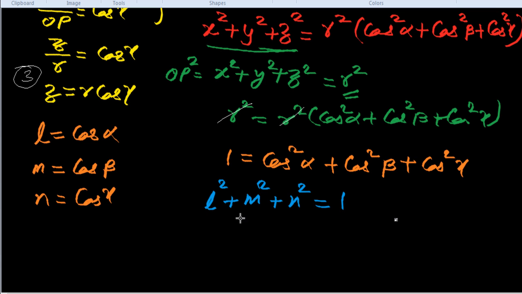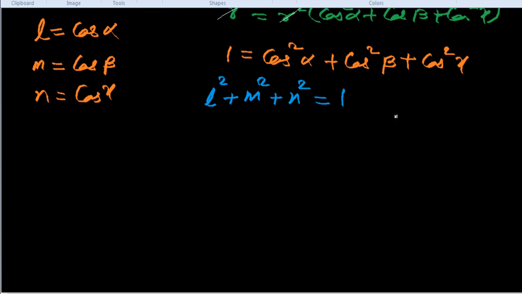So l square plus m square plus n square is equal to 1. It means that the sum of the squares of all direction cosines is always equal to 1. So this is the relation between the direction cosines of a point. Now let us see what is direction ratio.